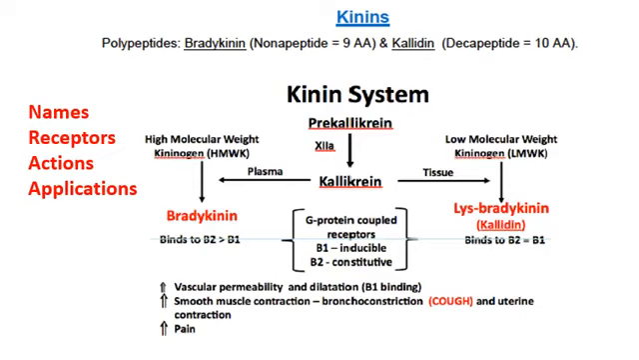طيب, we said we're going to know 4 pieces of information. هنعرف 4 حاجات عن الكاينينز. أول حاجة أساميهم براديكاينين وكاليدين بيتعملوا إزاي وكده عرفنا. تاني حاجة receptors B1 و B2 ومين constitutive ومين inducible. تالت حاجة الأكشنز عرفناها vasodilation increase permeability وبرونكو constriction أساسا وproduction of pain.